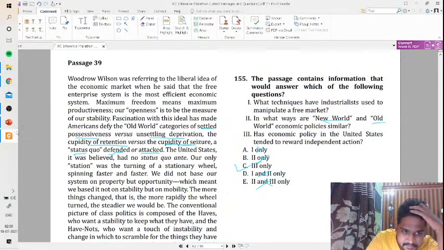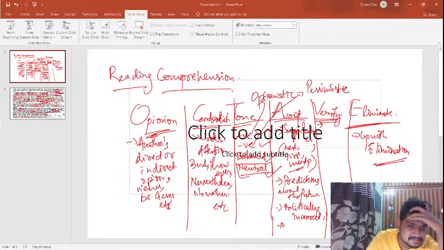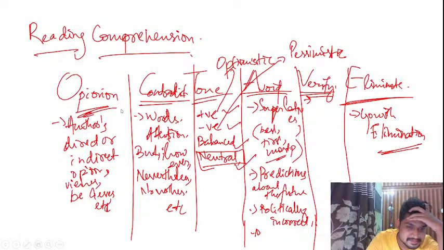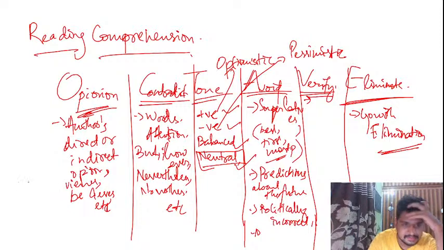Okay, it's a good session. Talked about so much. So let's just revise what we did. Use a black pen just to mark all of these things.